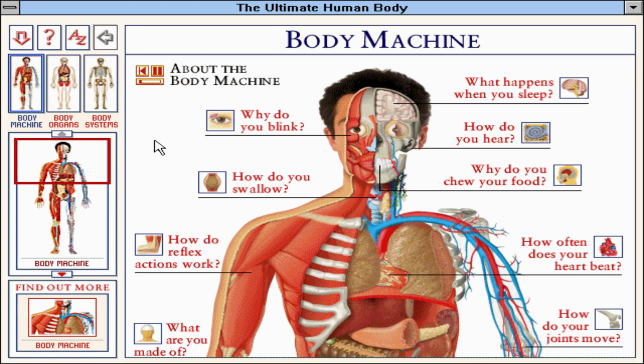Click on the body machine figure to zoom into the secret world beneath your skin. Or click inside the picture boxes to find out how your body works.